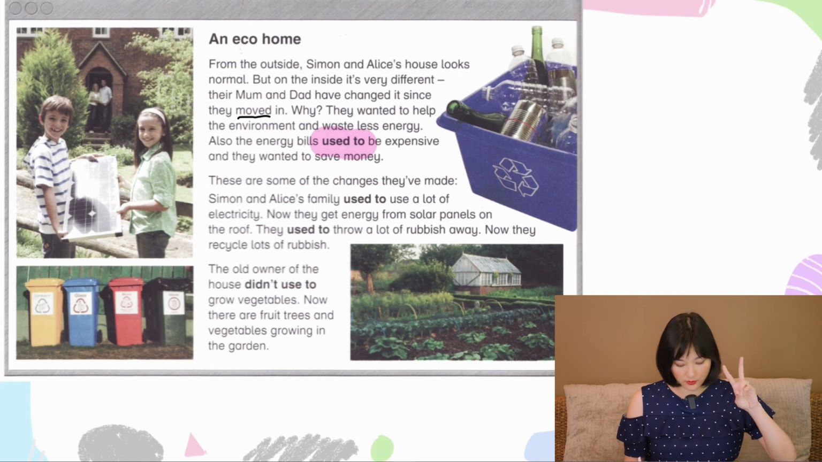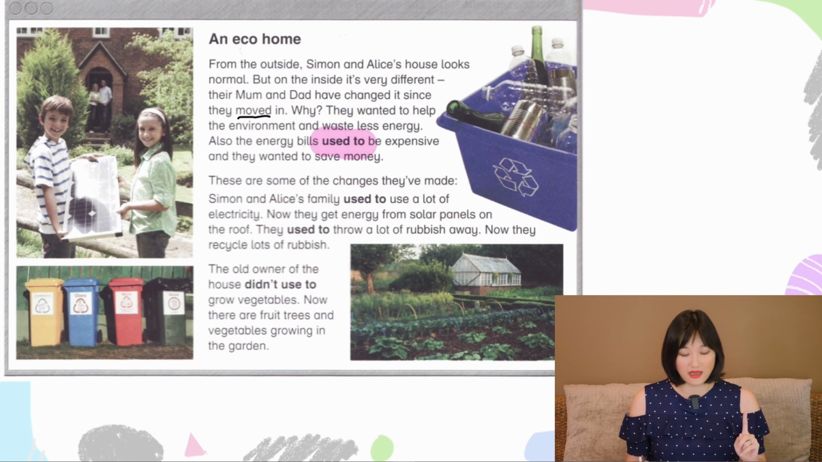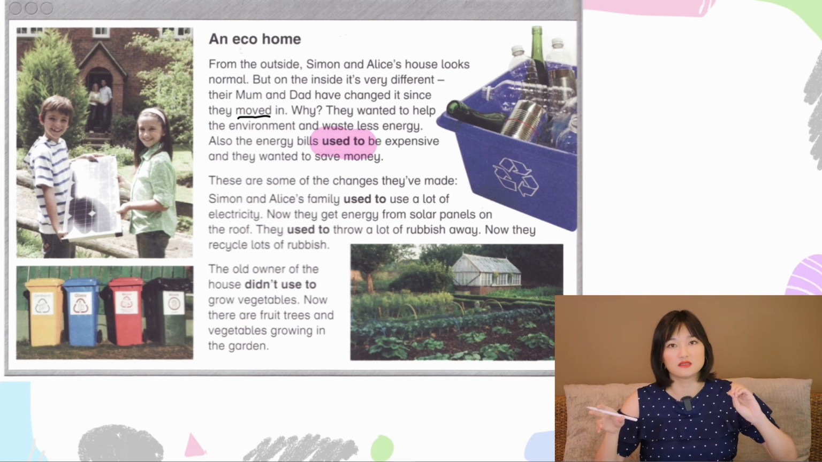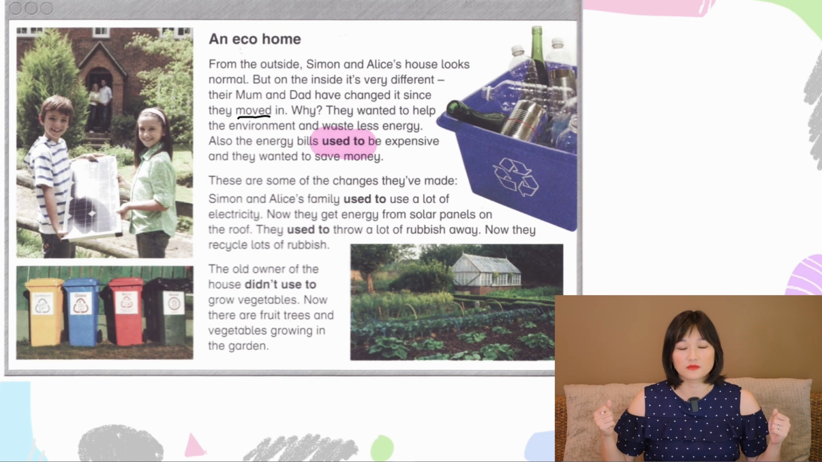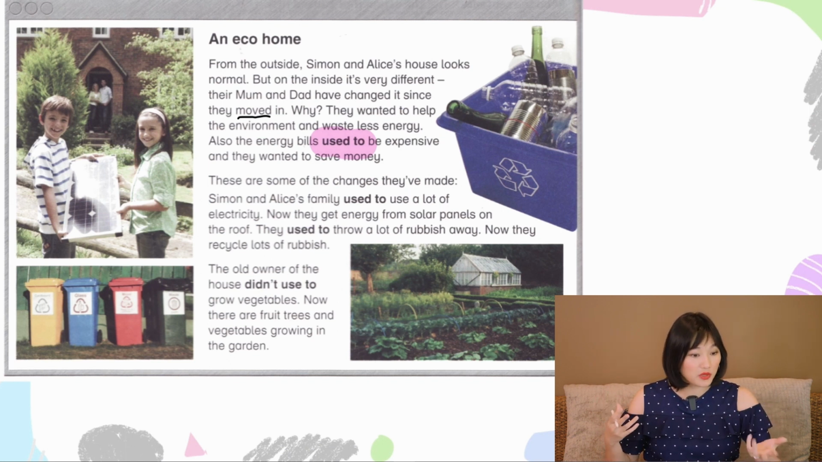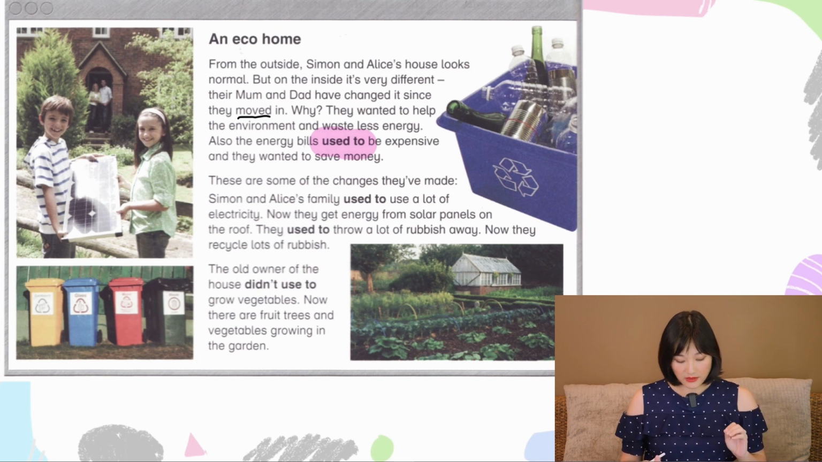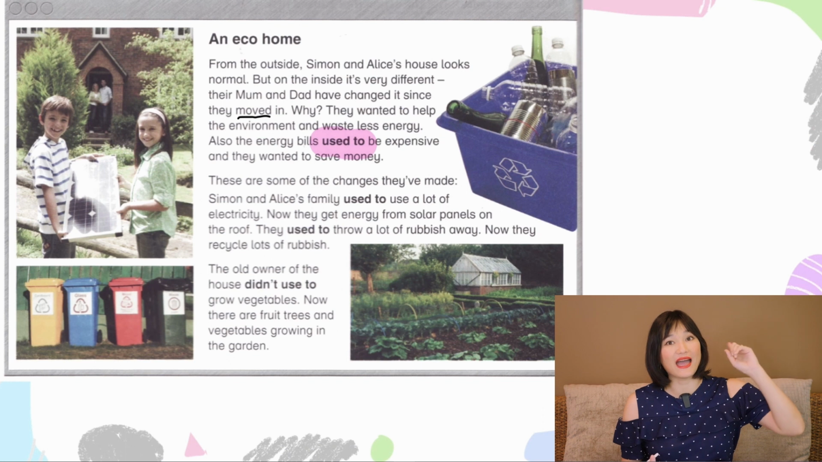Now, paragraph 2. "These are some of the changes they've made. One: Simon and Alice's family used to use a lot of electricity." Electricity is the lights, the air cons, okay? Or let's say computers, electronic devices, they all use electricity. So their family used to use a lot of electricity. "Now they get energy from solar panels."